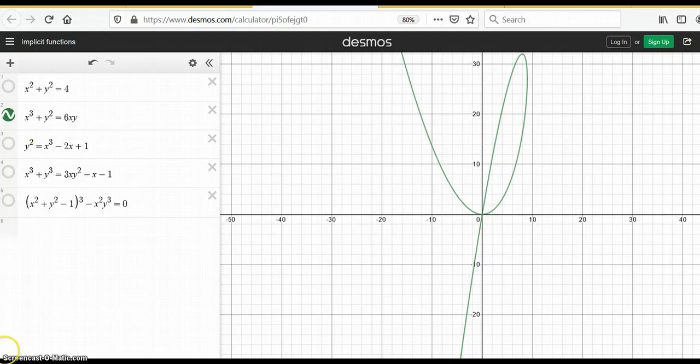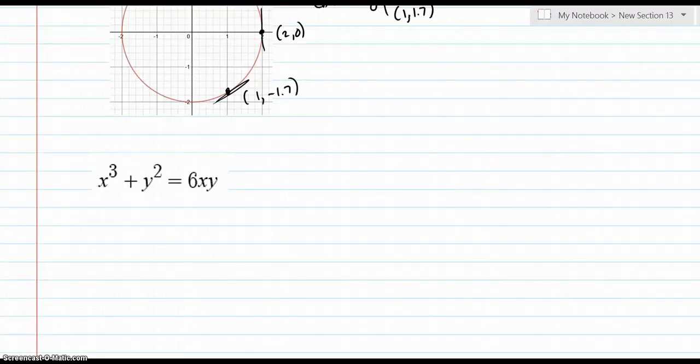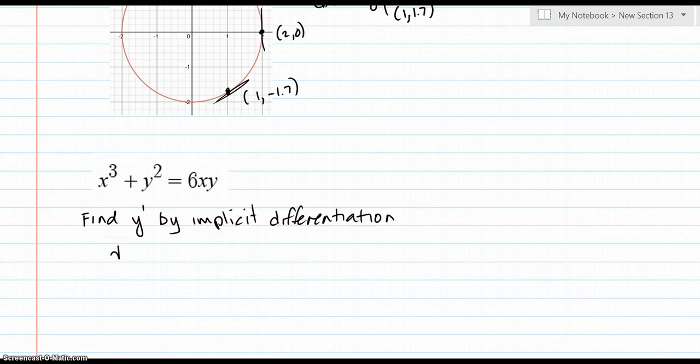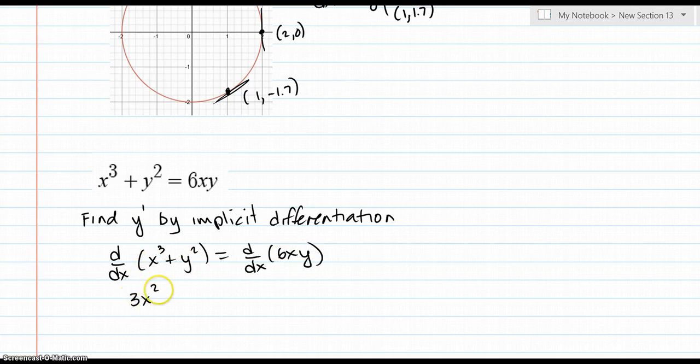Let's go ahead and take the derivative of this one. So I'm going to go ahead and find y prime. This one time, I'm just going to do method 2 by implicit differentiation. So I'm going to do the same thing. Take the derivative with respect to x on both sides. The left side is going to be 3x squared, because it's with respect to x. This one's with respect to y, so it's some sort of function inside there. So it's going to be 2y times the derivative of the inside. You could say dy/dx, but this time I'll just say y prime.